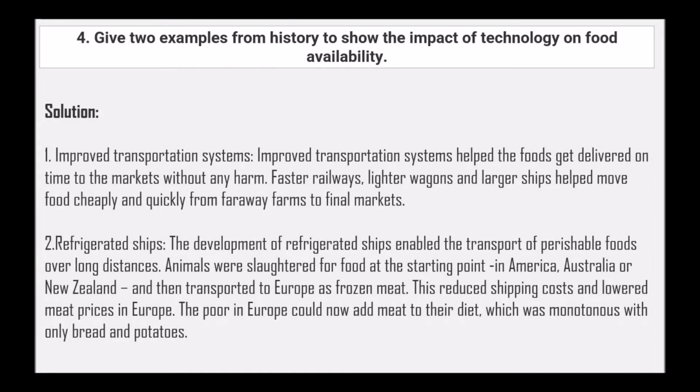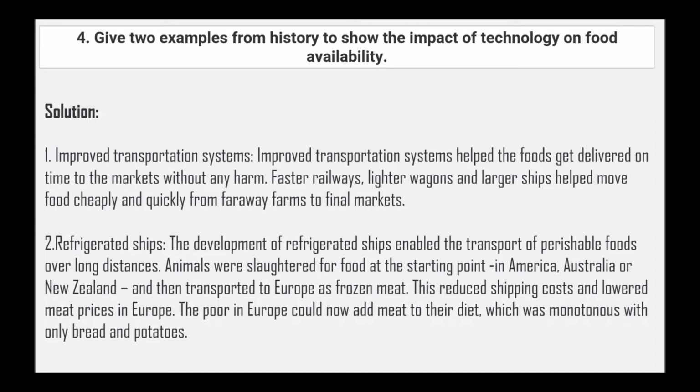Give two examples from history to show the impact of technology on food availability. Improved transportation systems. The improved transportation system helped foods get delivered on time to the markets without any harm. Faster railways, lighter wagons, and larger ships helped move food cheaply and quickly from faraway farms to final markets.